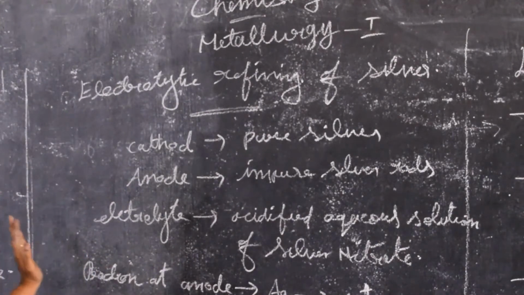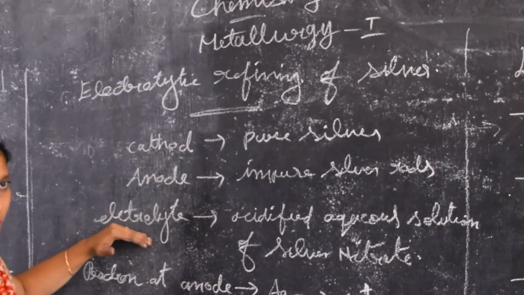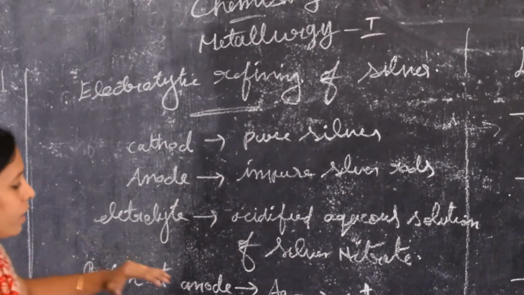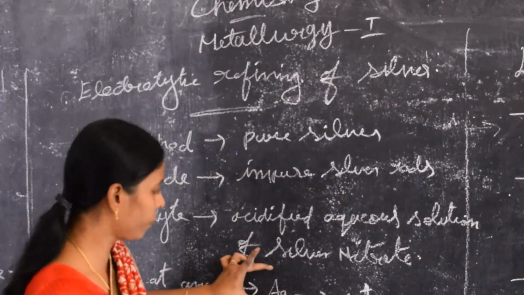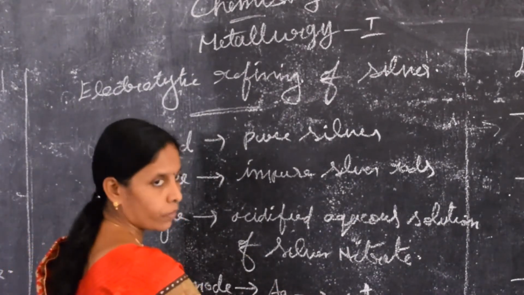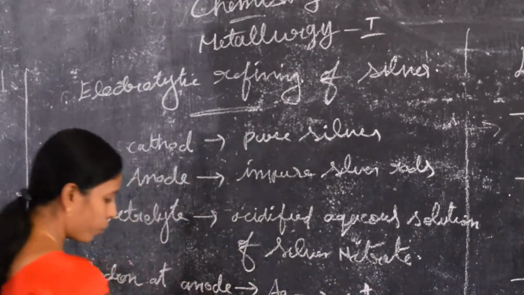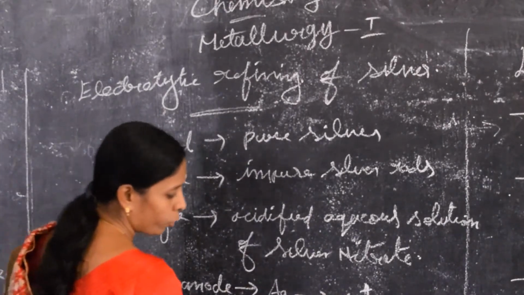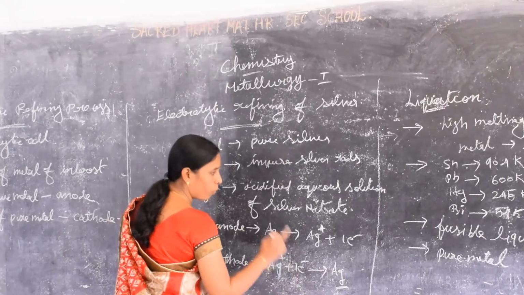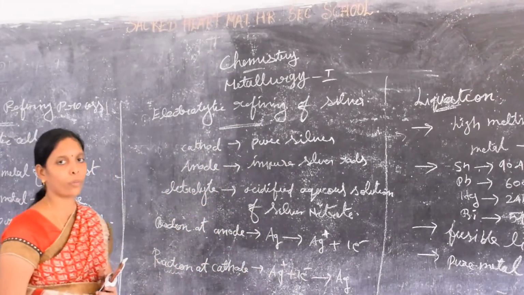When passing the current through the electrolyte, the reaction at the anode is the silver atom losing one electron. The positively charged silver ions migrate towards the cathode and are discharged as pure silver metal by gaining one electron. Okay, so this is the electrolytic refining process.